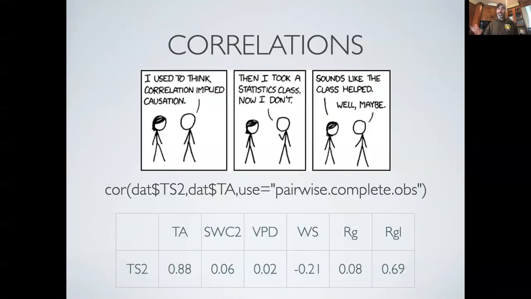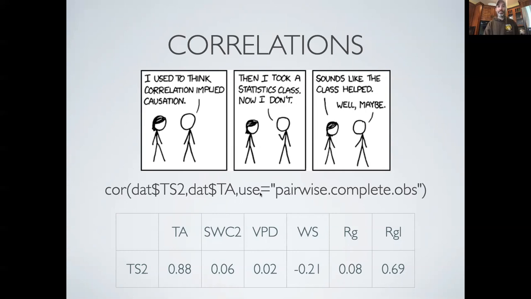That said, in addition to visualizations, it can be handy to do some simple statistics to just get a feel for the relative strength of different relationships. And I find that correlations are a handy tool for that. As we talked about a couple lectures back, we were introducing some basic summary statistics. R has a handy function for calculating correlations, where you just put in the two variables you want to look at the correlation between, in this case, soil temperature and air temperature.